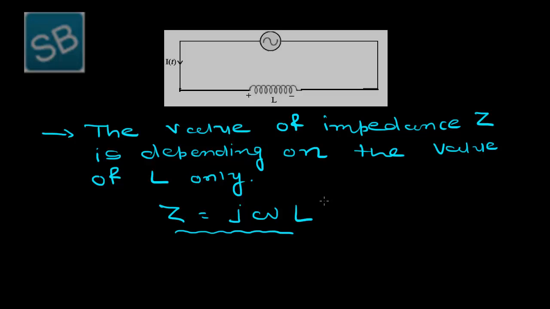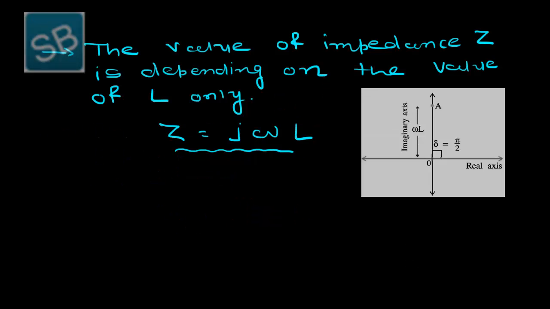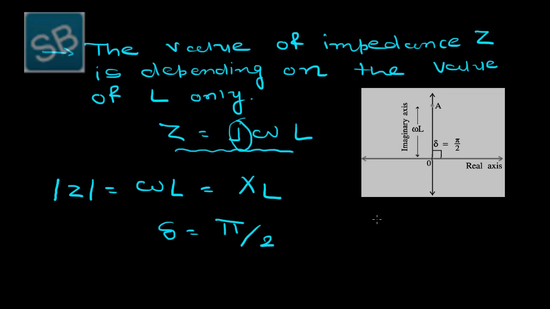And now if you want to find the relation of the real axis and imaginary axis, then the relation looks like what is shown in this figure. This is the imaginary axis and this is the real axis. Now I want to find the magnitude of this Z. Then the magnitude will be only omega L, that is equal to the value of XL. And here, the imaginary axis is on j and the real axis has no value, and so the phase difference, that means the value of delta, is directly obtained from the relation between real and imaginary axis, that is, both are perpendicular to each other.